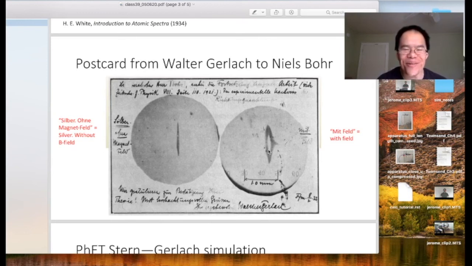His handwriting is really hard to read. If I looked up what the German is, it's something along the lines of, here is the experimental confirmation of space quantization, which is sort of archaic language for all of this, and then something like, congratulations on the success of your theory. You can probably read Theorie here, and then you can maybe see that that's the signature Walter Gerlach at the bottom there.